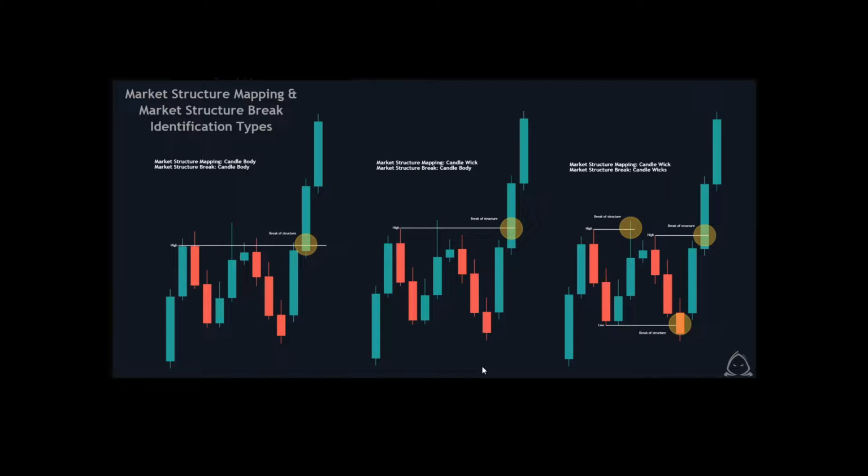In type number 2, we're going to be mapping market structure using candle wicks, and we'll be identifying breaks of structure using candle bodies, so looking for a break and close above or below a high or low. And in type number 3, we're going to be mapping market structure using wicks, and identifying breaks of structure also using wicks.